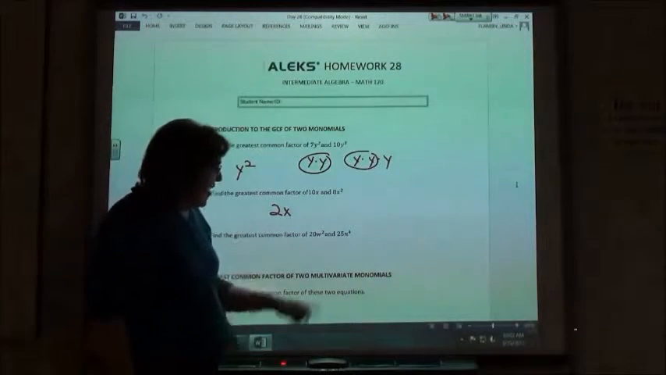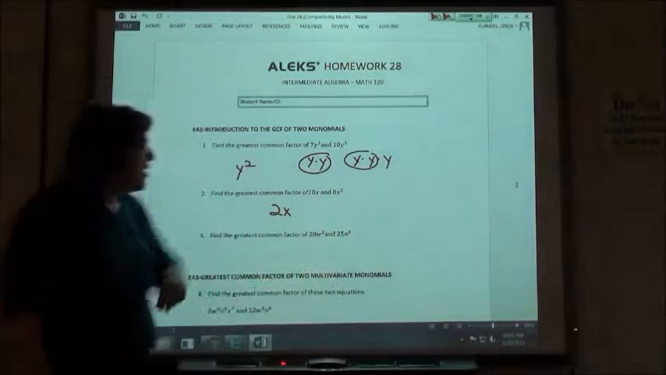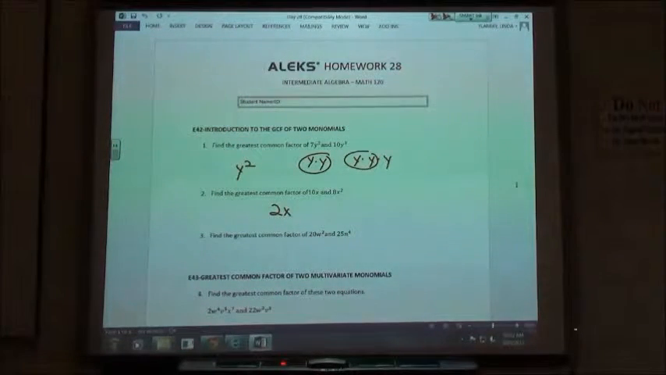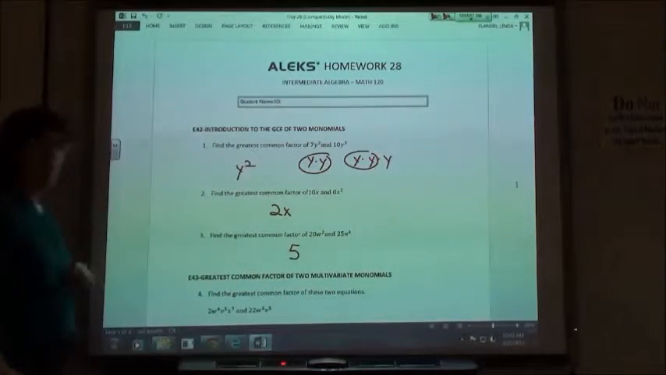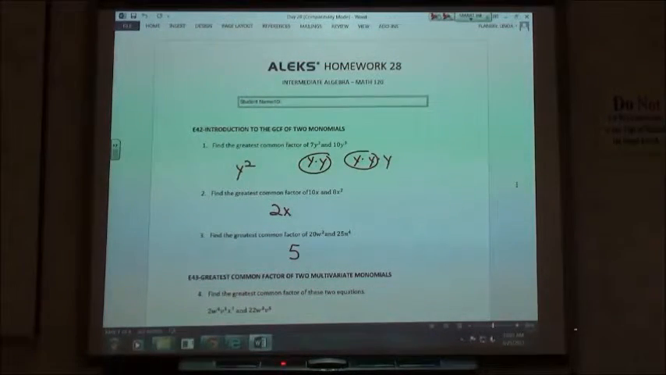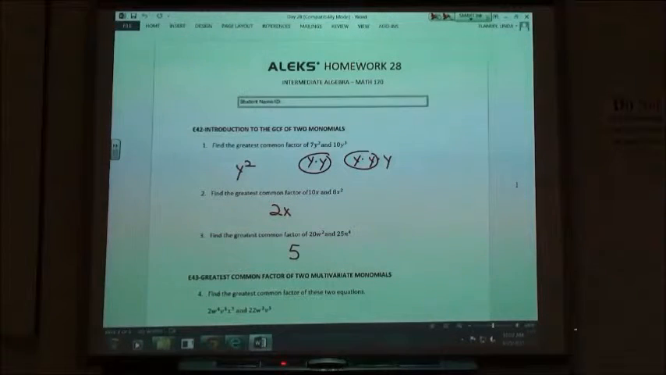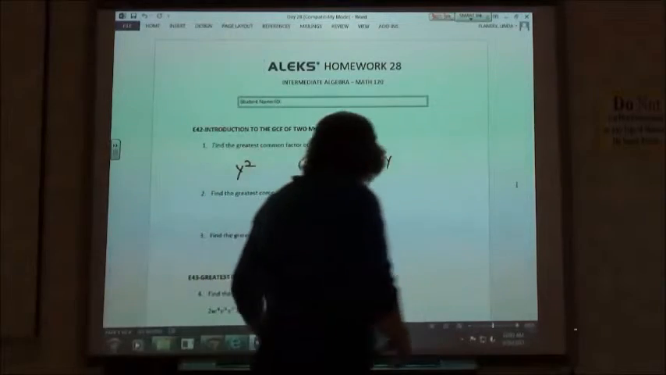My greatest common factor of 20w squared and 25n to the fourth is just going to be a 5. 20 and 25, their greatest common factor is 5. The w squared and the n to the fourth don't have anything in common. They're two different variables. So just the 5.